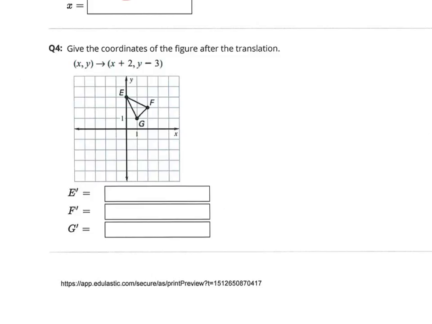In number 4, we got a drawing here, and they give us the coordinate notation. We're going to slide this thing. So x plus 2, which means we're going 2 units positive. So which direction would that be? And y minus 3, if you're going minus 3, would you be going up or down? You need to write the new coordinates in each box. Okay, so what are the new coordinates of E, F, and G when you move all the points?